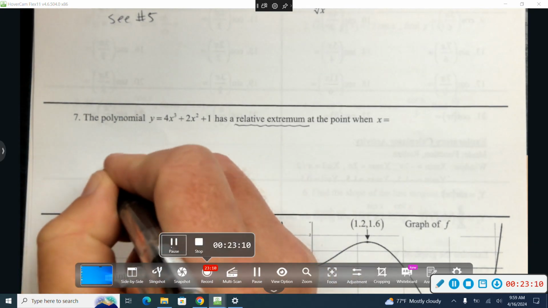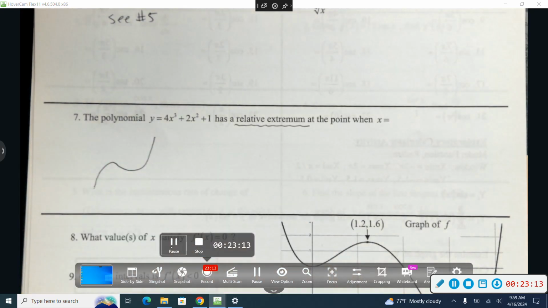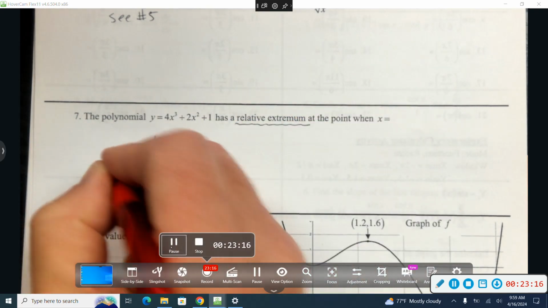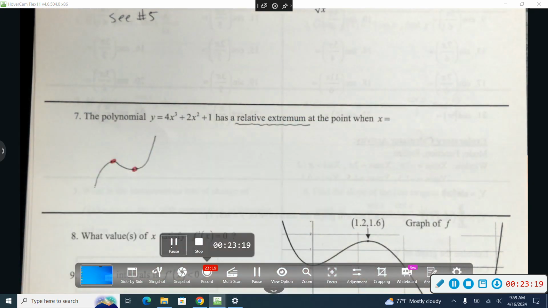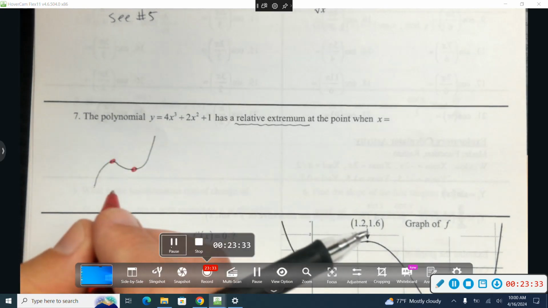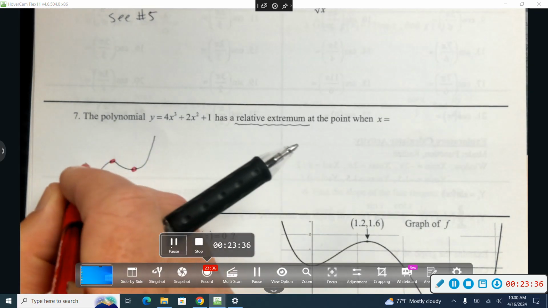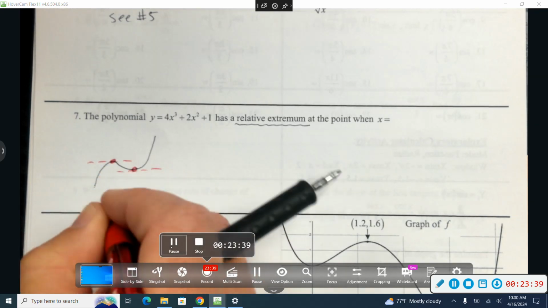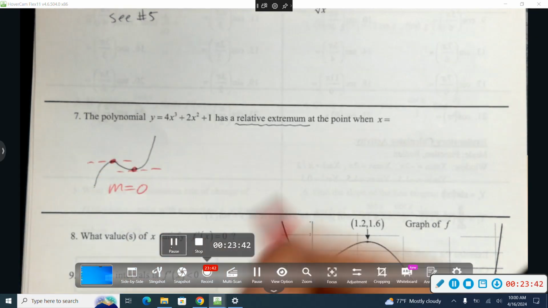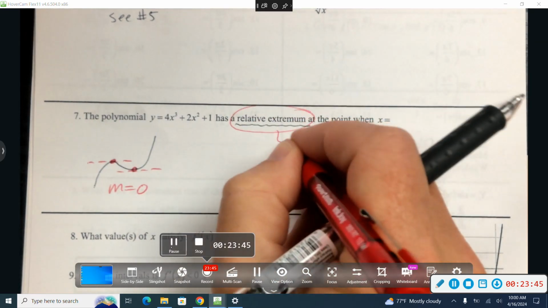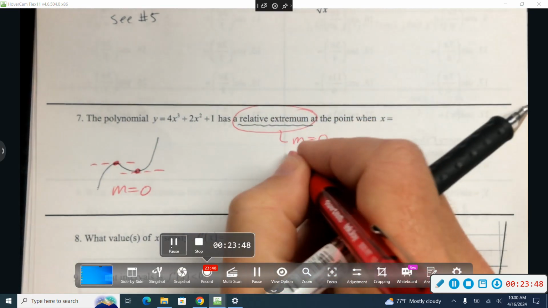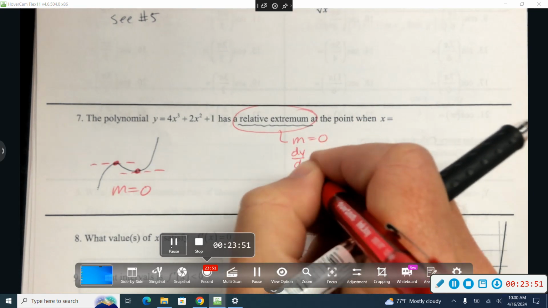X cubed looks like this. So for my relative extrema, there'd be a relative max and a relative min. So I'm kind of expecting one of each. I think I sort of said this earlier when we looked at the calculator. What's the slope of the tangent line at a relative extrema? So a relative extrema has a slope of 0. Or maybe we should better phrase that, a dy/dx of 0.